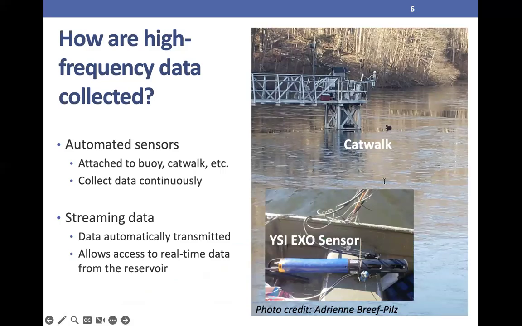High-frequency water quality data are often collected using automated sensors. These sensors are deployed in a water body attached to buoys, catwalks, or other structures and collect data continuously. Many of these sensors are automated, which means they can wirelessly stream data to a computer so that it is available to managers in near real time.